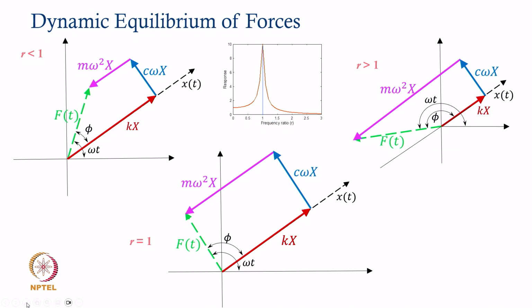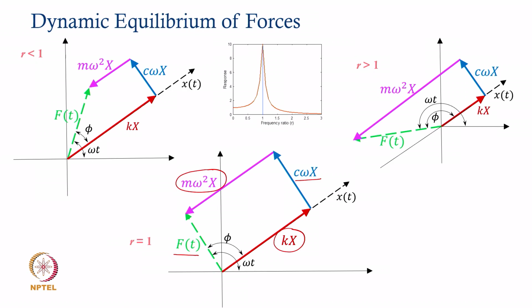Now, there is one interesting thing that you must understand from this polygon. At resonance, the restoring force and the force m omega square x are equal and opposite, right. And how are the external force and the damping force? They are also equal and opposite. We have flipped these directions, but they mean the same. Okay.